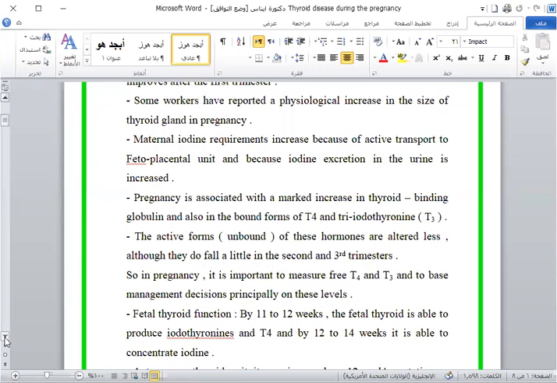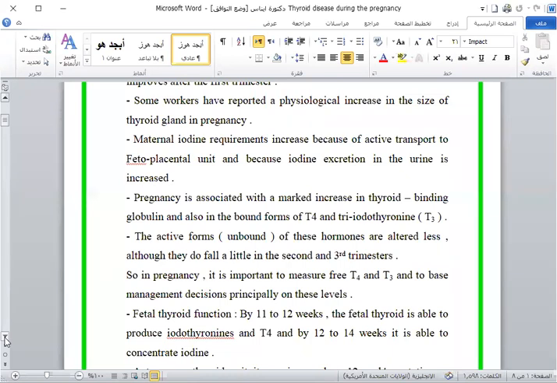Pregnancy is associated with a marked increase in thyroid binding globulin and also bound forms of T4 and T3. يعني بما انه thyroid binding globulin زاد due to pregnancy، مثل أي globulin بالـ pregnancy increases its level. So معناها bound form T4, T3 already will be increased normally. يعني شنو؟ إنه الـ bound T3 T4 normally increase during pregnancy.